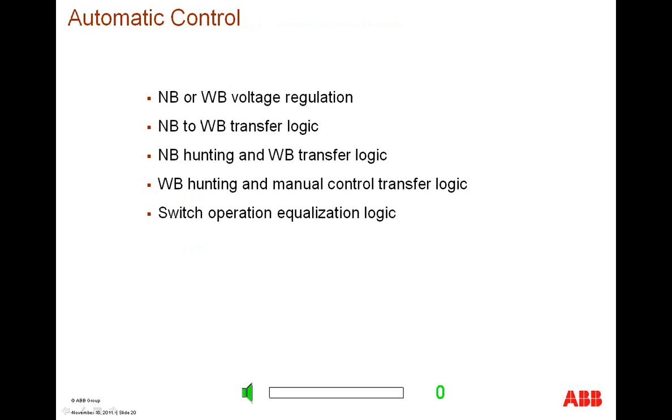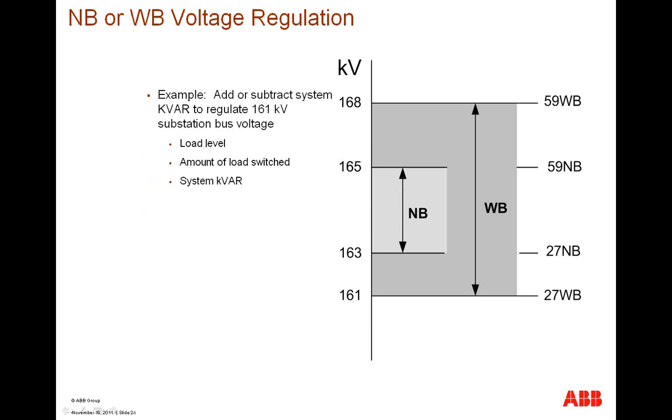So with the automatic control, the logic we're going to look at is the narrowband or wideband voltage regulation. We're going to look at narrowband to wideband transfer logic, narrowband hunting, wideband transfer logic, wideband hunting, manual control transfer logic, and switch operation logic. And we're going to go through and see exactly what these mean and see how we can develop a logic for them.